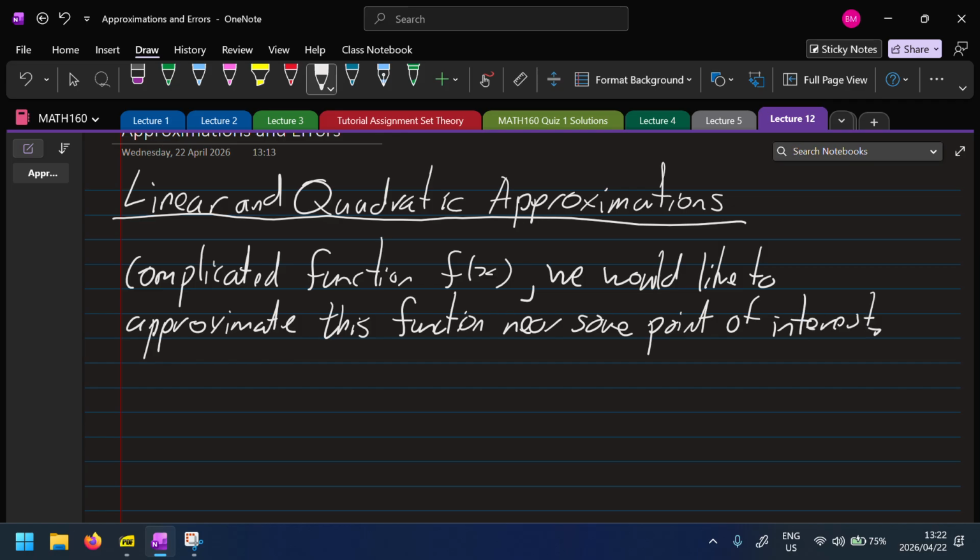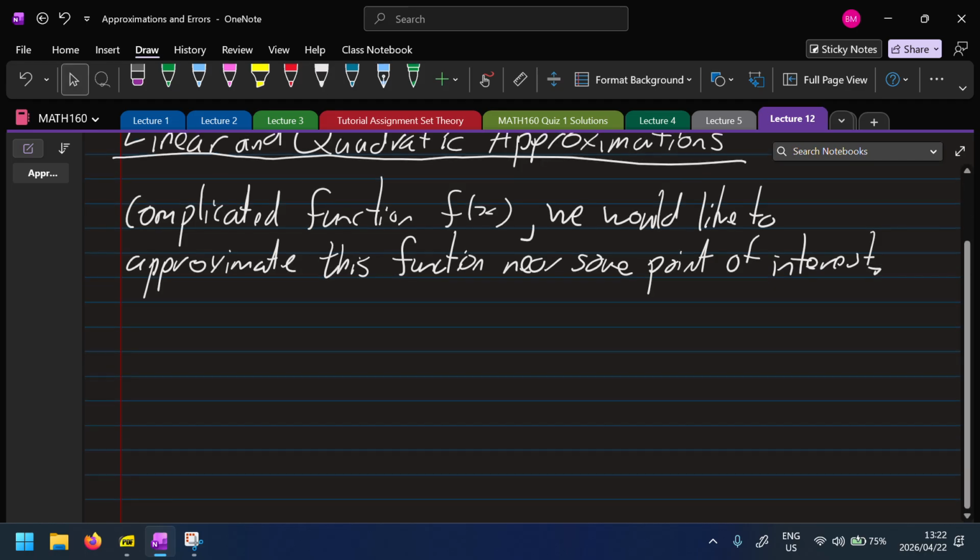For example, we can have some complicated function, and maybe we're only interested in the values near x equals 0. Like x equals 10, we're not interested in that, so near x equals 0. Instead of working with the complicated function, we're going to work with a simpler function, but in that case, it's only an approximation now, right? There's going to be some error involved in that.